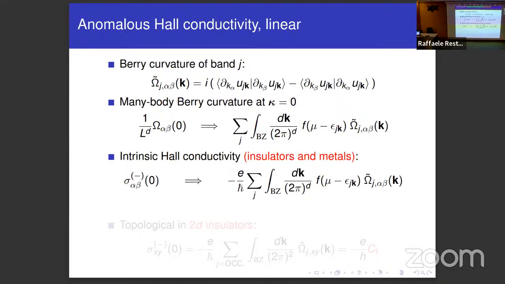Now, the Berry curvature of band J is defined in a similar way, where now the derivative is not the derivative with respect to the flux, it is the derivative with respect to the Bloch vector. Notice that here we don't have the Bloch state, we have only the periodic part of the Bloch state, only the U. The many-body Berry curvature computed at k equals zero is just the sum of one-body curvatures integrated over all of the occupied states.